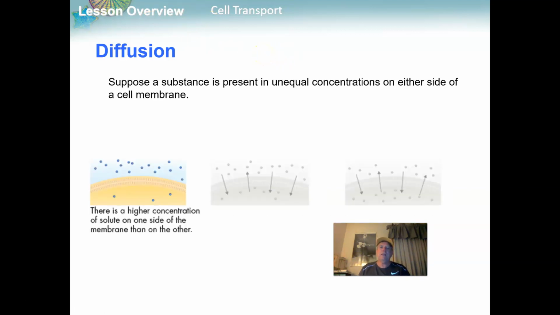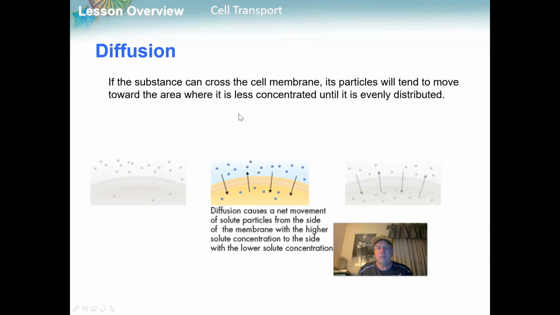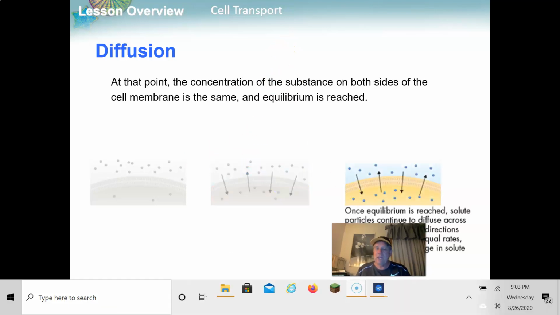Suppose a substance is present in unequal concentration on either side of the cell membrane. So let's look at our picture here. So there's our solution. We've got a lot of solutes here. Look at all those blue dots, okay? So there's a higher concentration of solute on this side of the membrane than there is inside the cell. If the substance can cross the membrane, its particles would tend to move towards the area where there's less concentration. So we've got a lot of blue dots here. We don't have as many blue dots here. And where there's a lot of concentration of blue dots, they want to come into the cell. Eventually, we get the same amount.